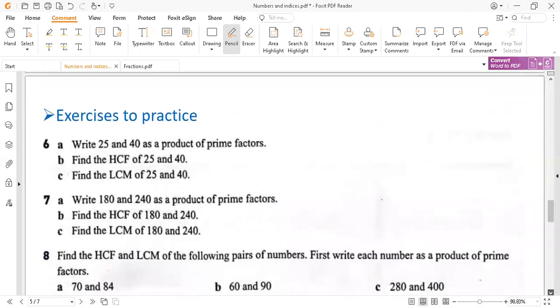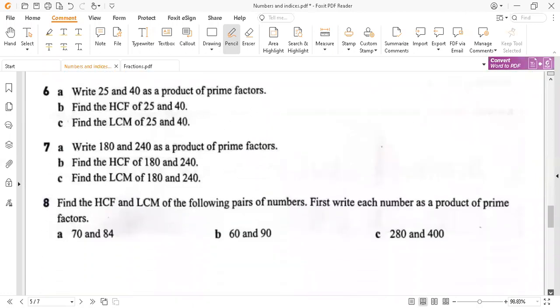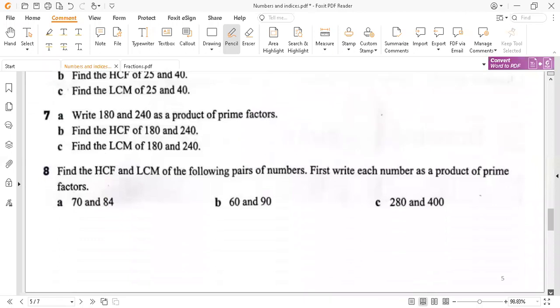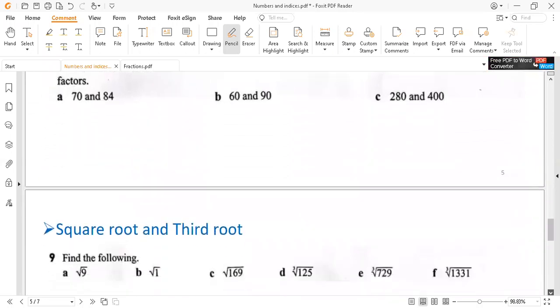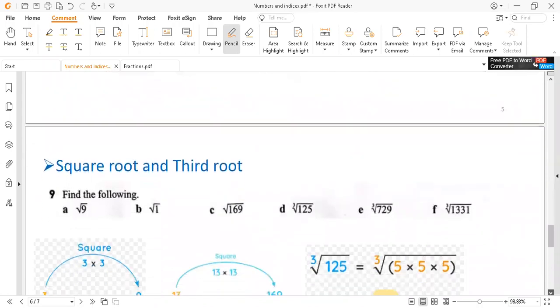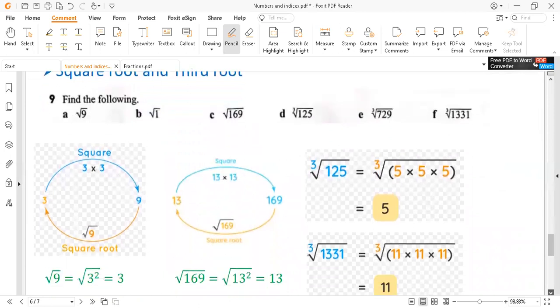And you can practice by yourself the following exercises to find your level, what you have normally learned from this new concept.